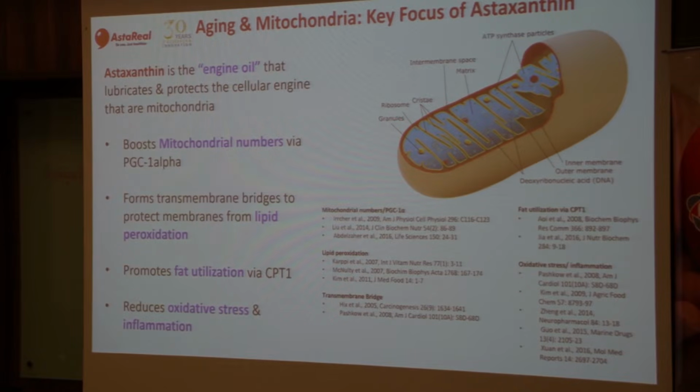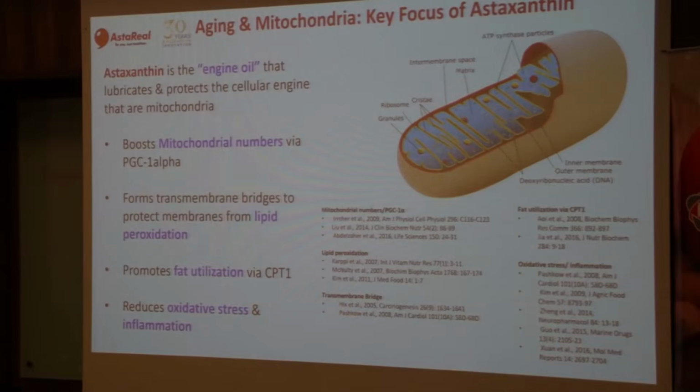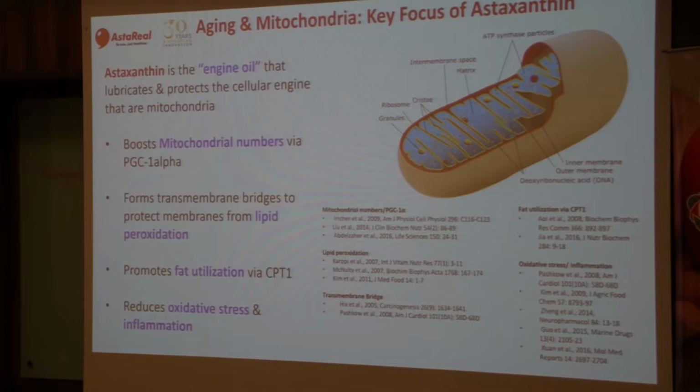The other thing is we talked about transmembrane bridges, protecting membranes from lipid peroxidation. The non-technical term for lipid peroxidation is rancid. Yeah? Who likes to have rancid fats? Not really. It's not nice. How are you going to protect them? You need a pure free radical scavenger that's soluble in lipids. It turns on the transport protein for CPT1 for carnitine for fat utilization.